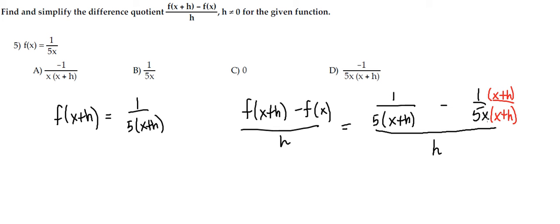Now this one has an x, and this one does not. So let's give this guy this x here, and I'll put an x up here as well so they match. So now we have 5x(x plus h), 5x(x plus h). So now we have common denominators. So we can now take, in the numerator, we get x minus (x plus h) divided by 5x(x plus h). And now all of that is just a simplification of that big numerator, and we still go all over h here.